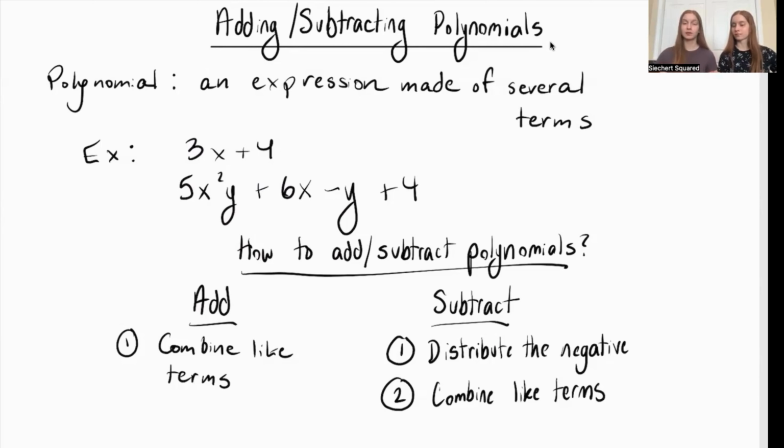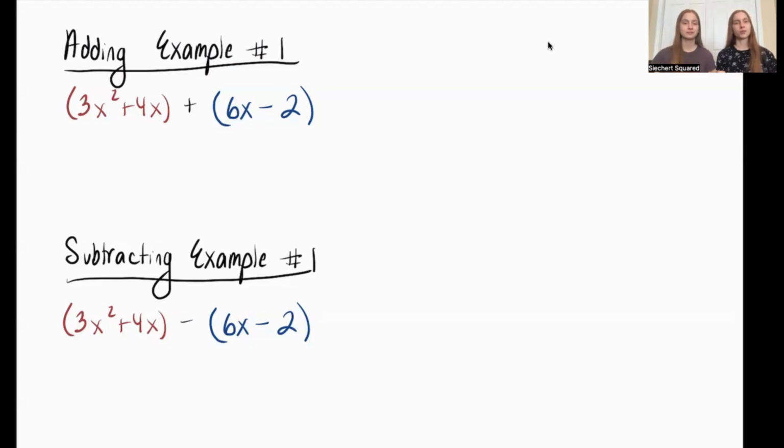So those are the steps of how to add or subtract, and we'll go ahead and get going with an example. For adding and subtracting polynomials, we're going to start with 2 examples, one adding, one subtracting. It's actually going to be almost the same problem. The only difference is one has adding, one has subtracting. We're going to work with the same polynomials.